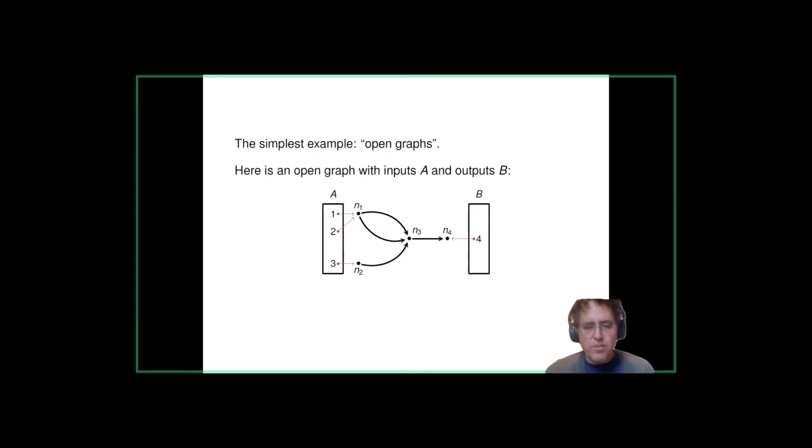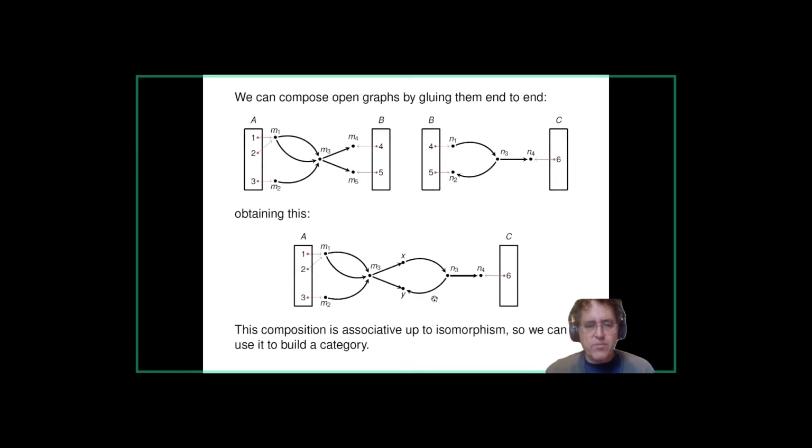So they're open graphs, and the main thing you can do with open graphs that you can't do with plain old graphs is that you can compose them. So here I have an open graph, which I'll call, say, from A to B. It's from the set A to the set B. And here I have an open graph from B to C. And the way we compose them is just sort of the obvious way.